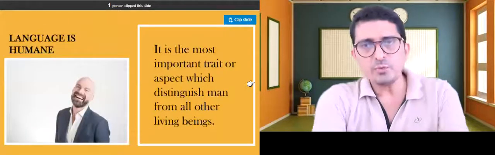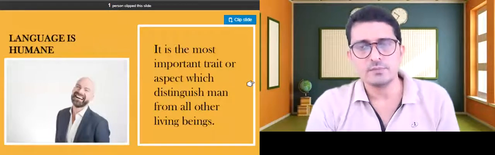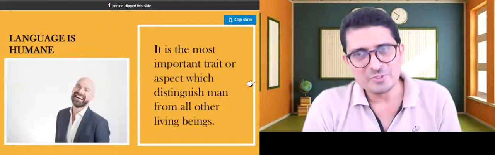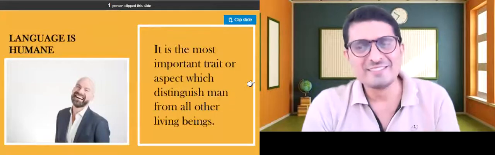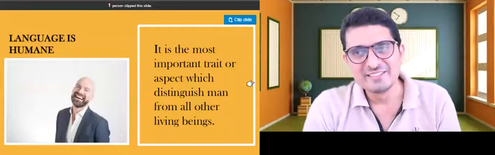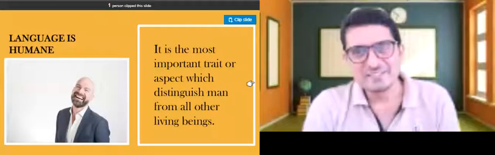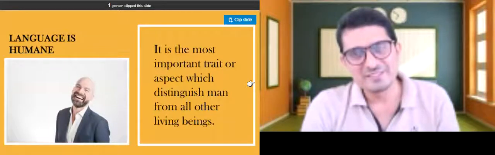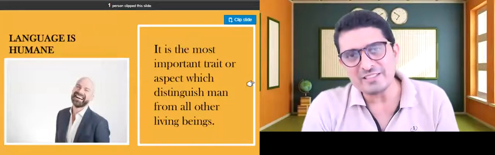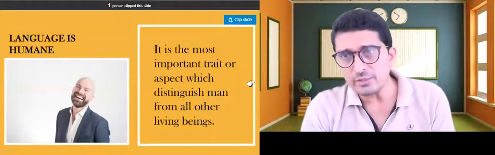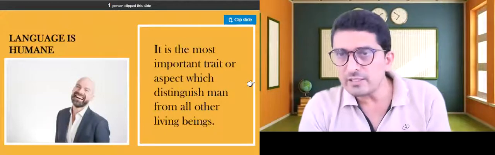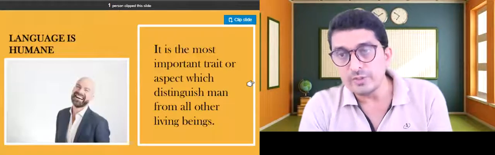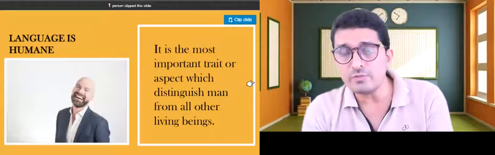The first feature is language is humane. I'm asking you whether other animals have got language. I think not as human beings have, but I don't know whether they have any other sort. We call something else also language. We call our gestures a sort of language. We call our body movements a sort of language, body language.